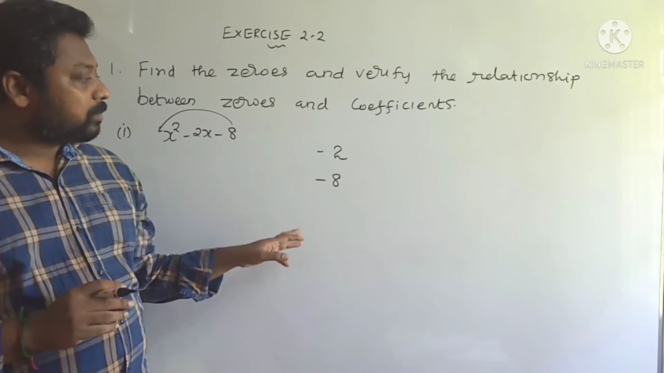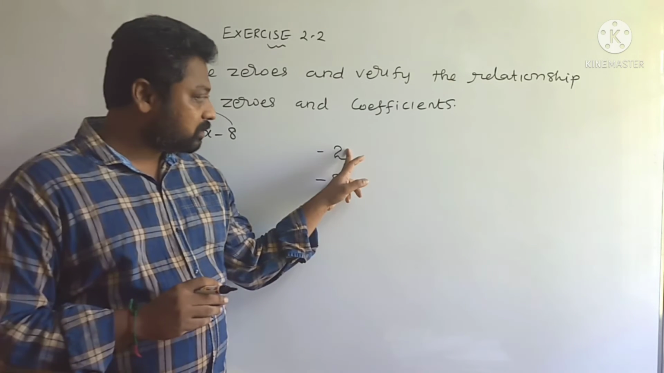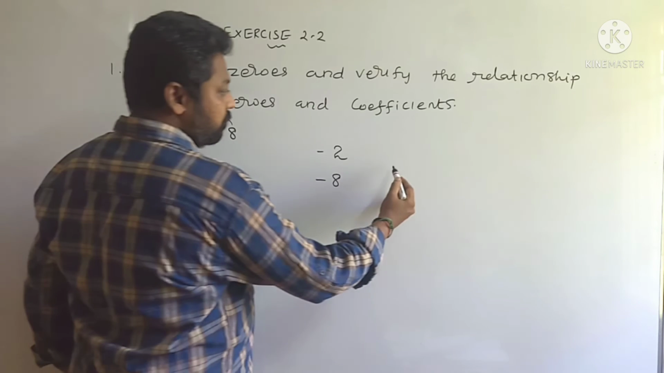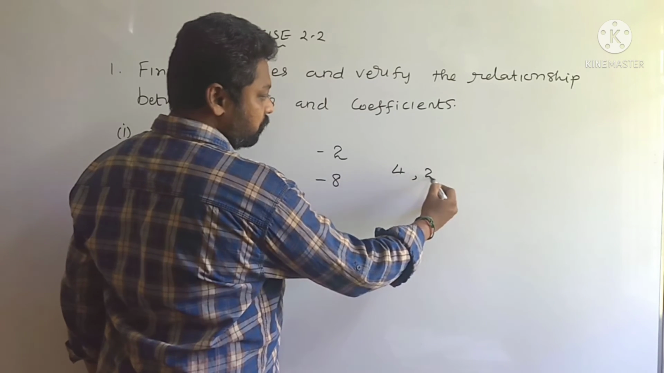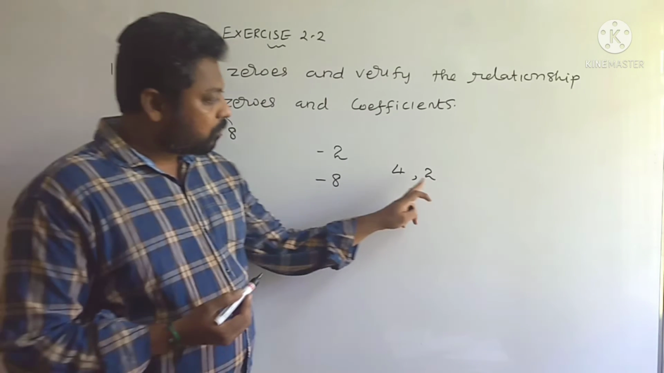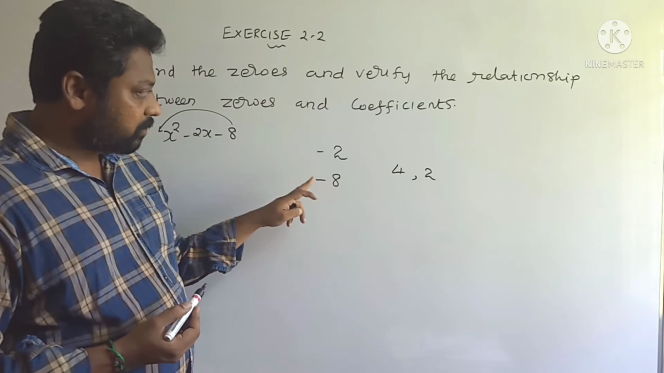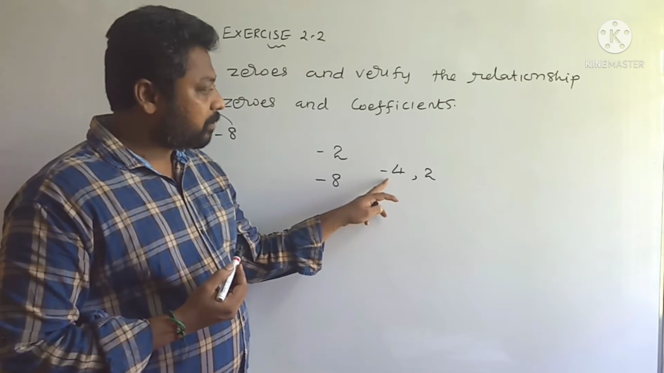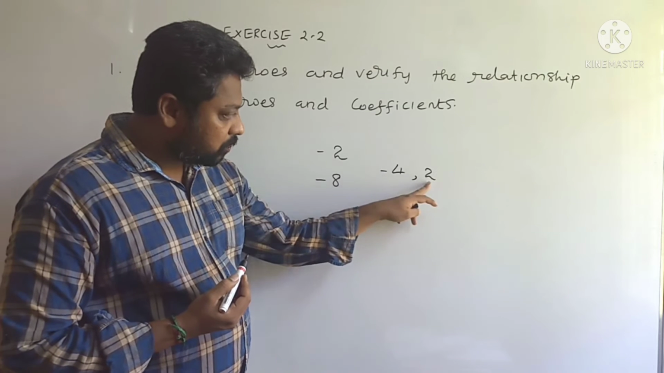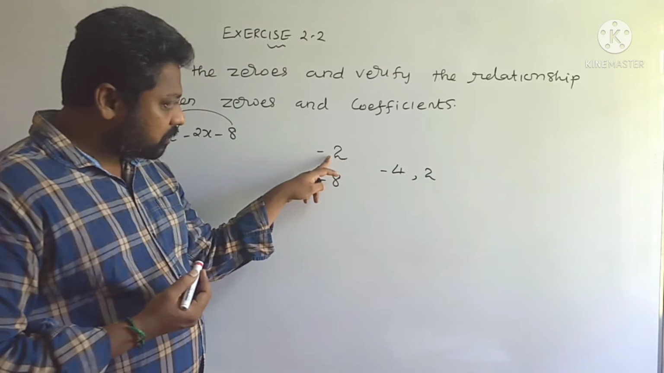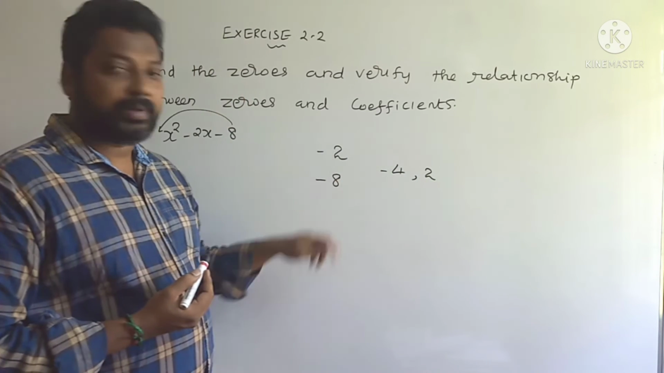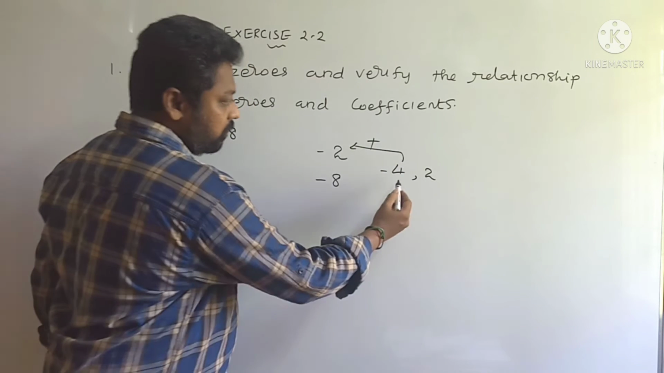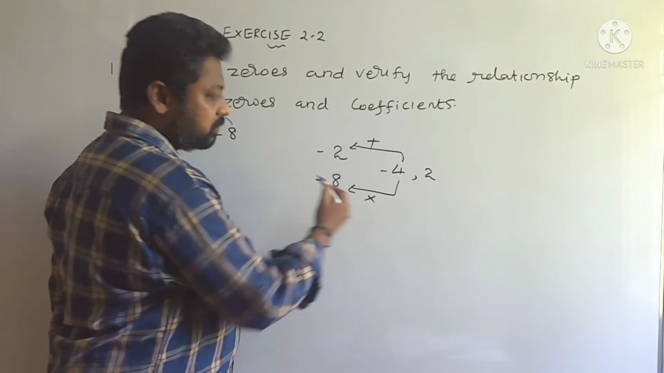Now tell me two numbers in such a way that whose sum is minus 2 and product is minus 8. Okay. So of course we will check for 4, 2. Right. So 4 plus 2, it is 6, but we need minus 2. Okay. So we just swap the sign and take minus 4, 2. So what is 2 minus 4? It is minus 2. What is 2 into minus 4? It is minus 8. So if we add it, we get this sum. If we multiply, we get this product.